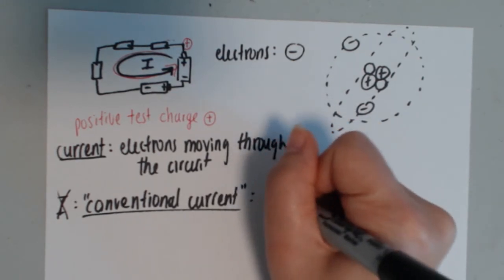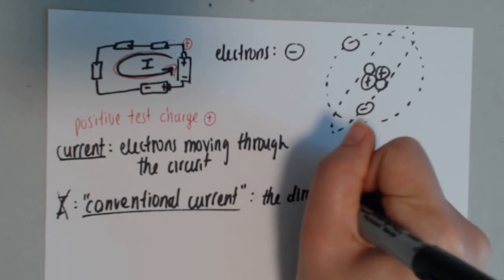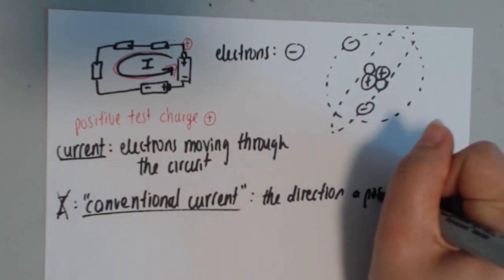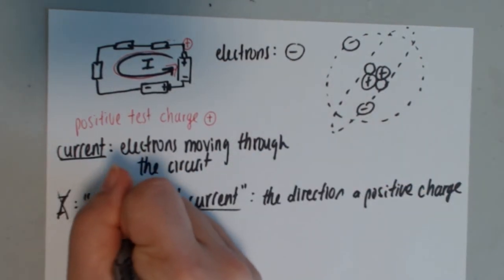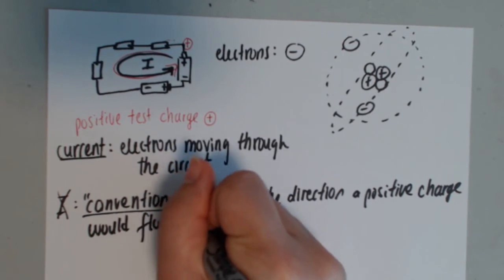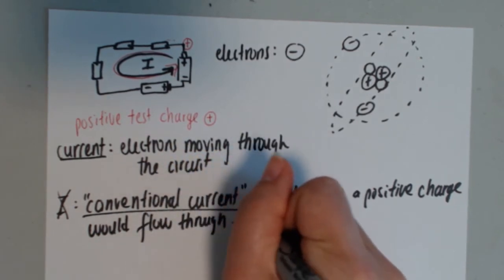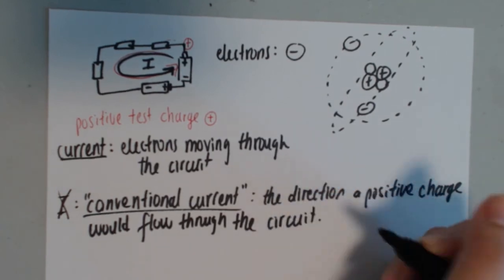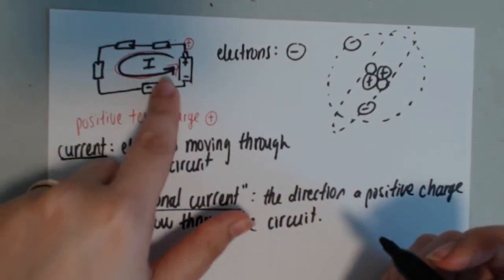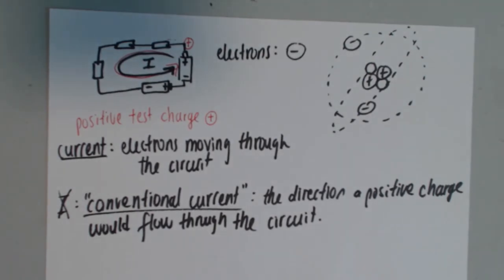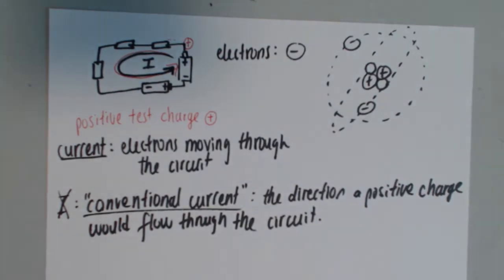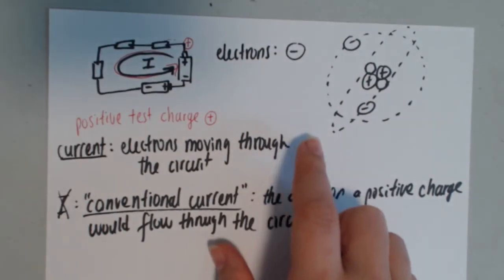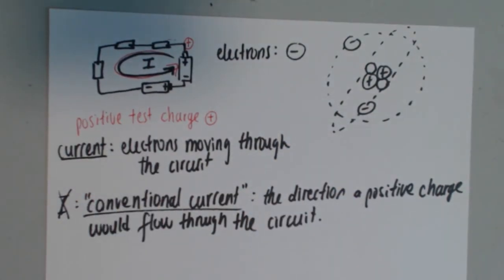Conventional current is the direction a positive charge would flow through the circuit, and really that's all it is. Okay, so that's how we define the direction of I. It's the direction a positive charge would flow through the circuit, although we understand now that the positive charges, the protons, are tightly bound in the nucleus. They cannot just be moving through an electrical circuit. It is the electrons that move through, and that's what actually creates current.